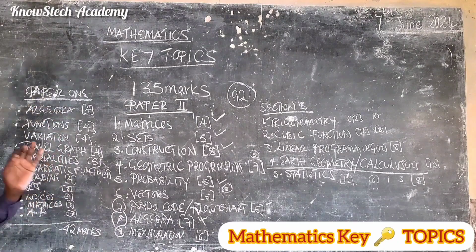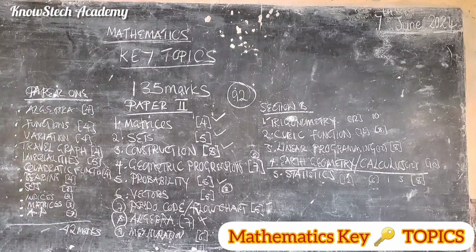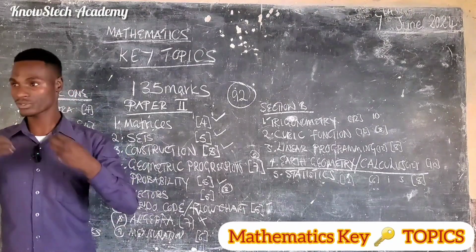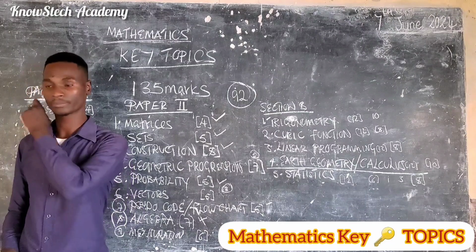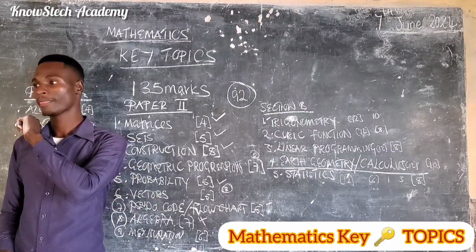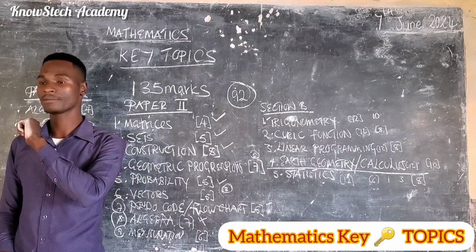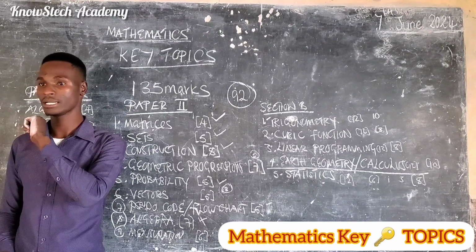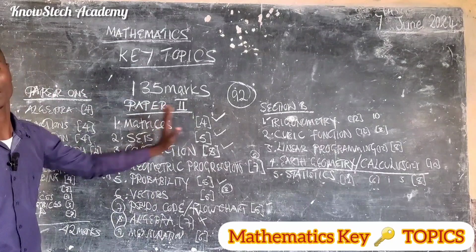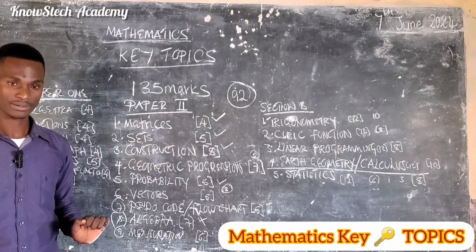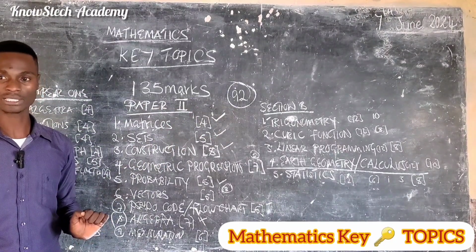So the topics will be excluded. I'm not saying don't answer them. There are a lot of topics. What I'm trying to say is that without knowing all the topics, you can still pass the exam. You can still get a distinction without getting to know all the topics. Are you getting the point?